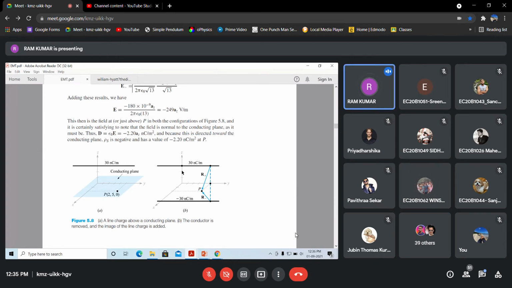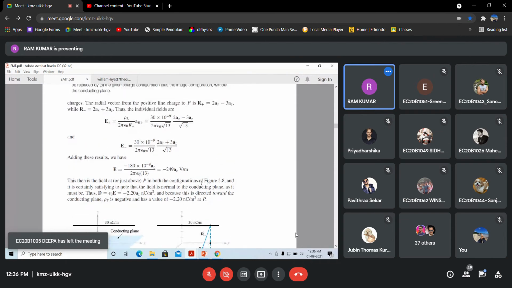Yes, very good. Sometimes we may confuse this as the positive Z axis, so we may put plus 3 AZ. No, actually the point lies downwards along the Z axis, so it is negative. So 2 AX minus 3 AZ is the distance R plus. What is R plus? It is 2 AX vector minus 3 AZ vector.